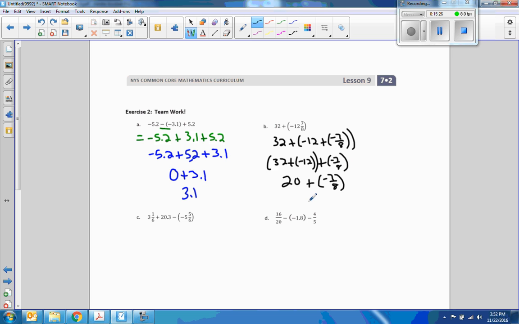Okay. 20, I can convert that to eighths, which is 160 eighths. Or I can just see that this is almost 1. It's 1/8 shy of 1. So if I subtract 1 from 20, I get 19, and there's another 1/8 needed to make a whole number, so my answer is 19.